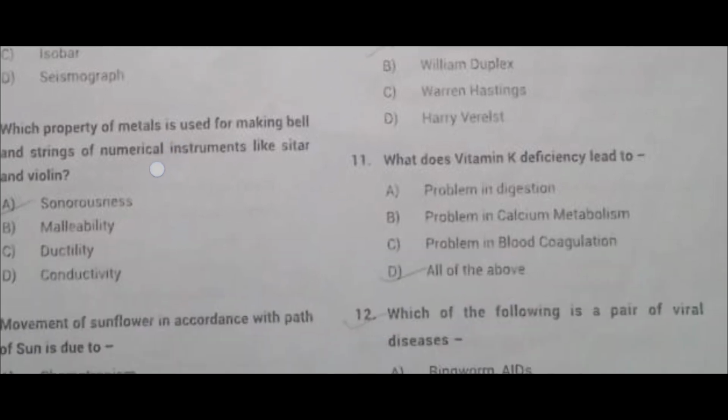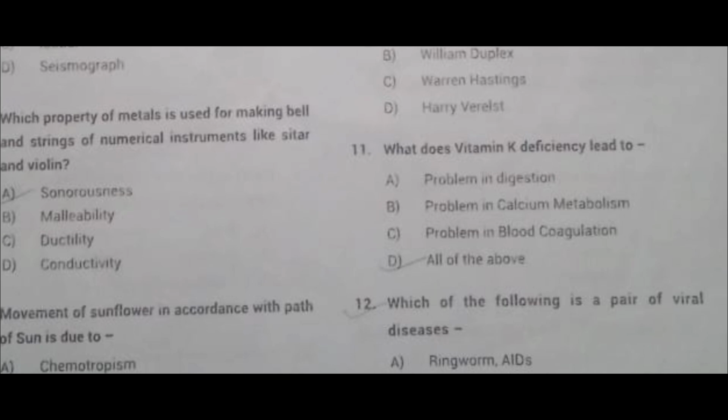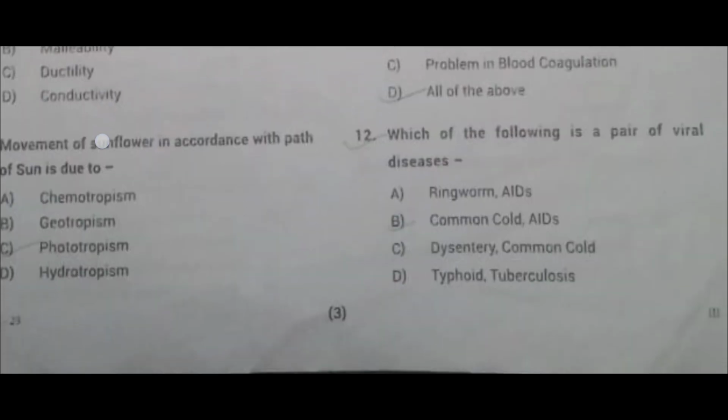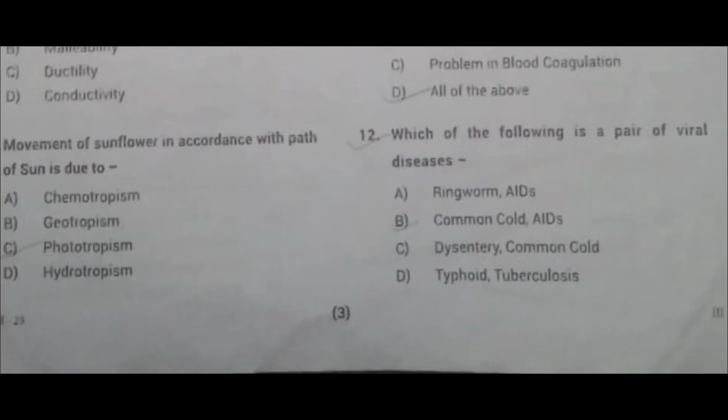Now, what does vitamin K deficiency lead to? Problem in digestion, problem in calcium metabolism, problem in blood coagulation, all of the above. The best option here is option C, that is problem in blood coagulation. All right. Next question. Which of the following is a pair of viral diseases? Ringworm and AIDS, common cold and AIDS, dysentery, common cold, typhoid, tuberculosis. It is option B, common cold and AIDS.